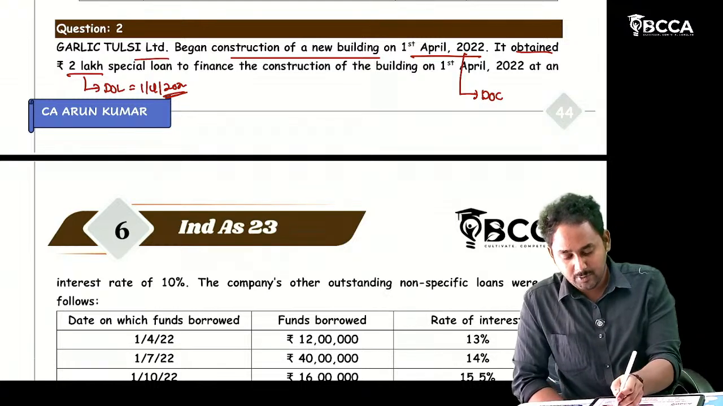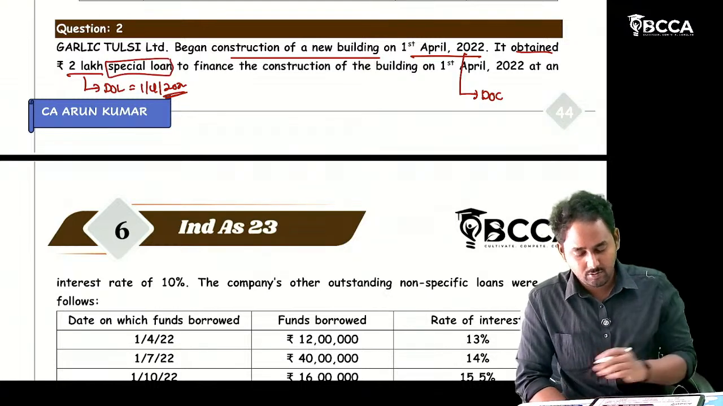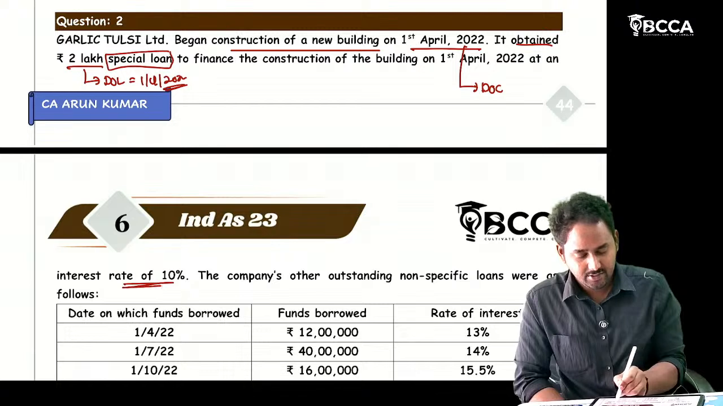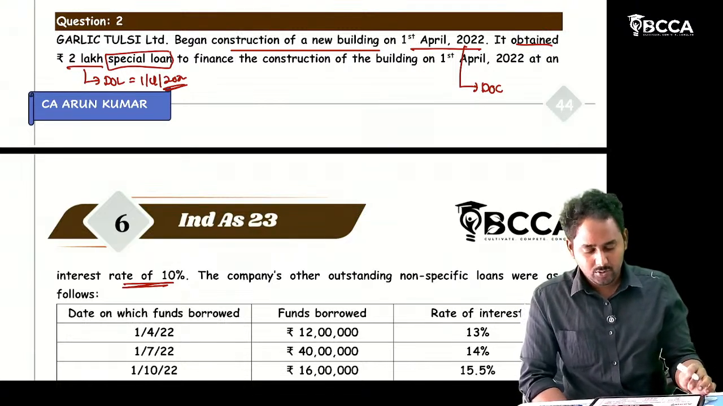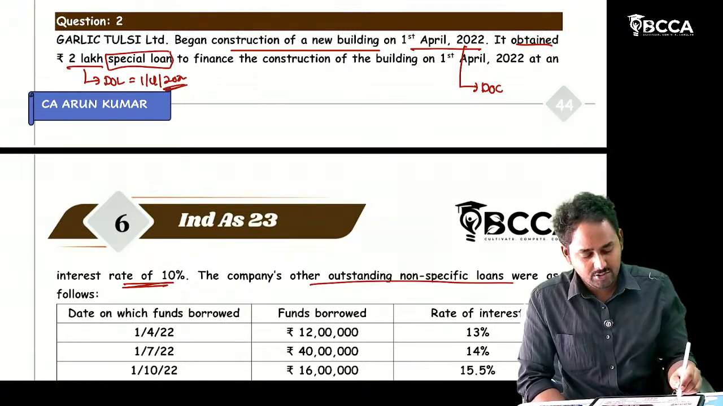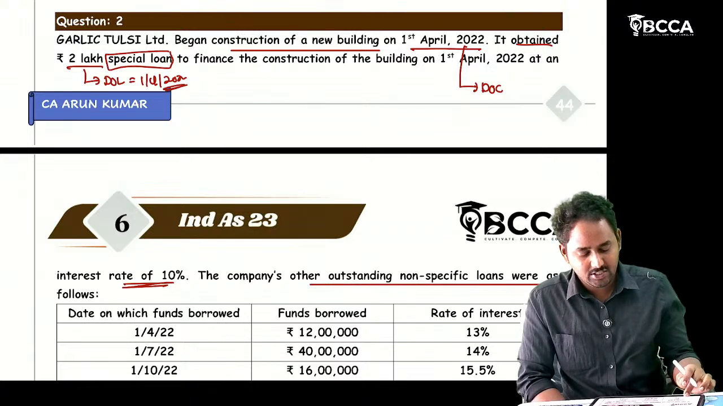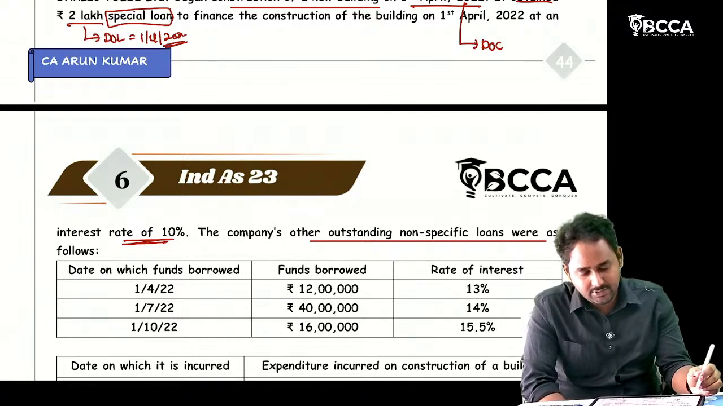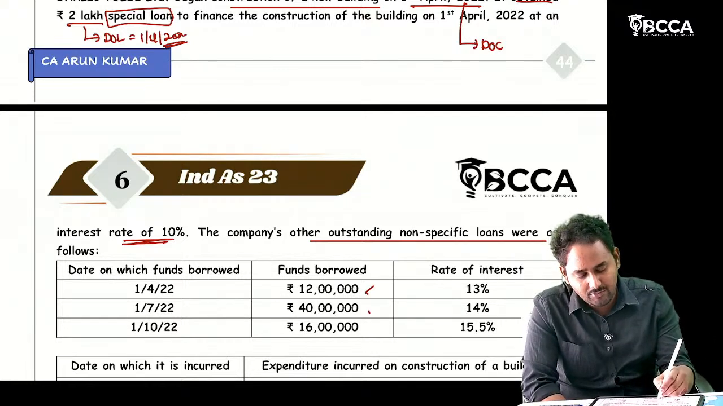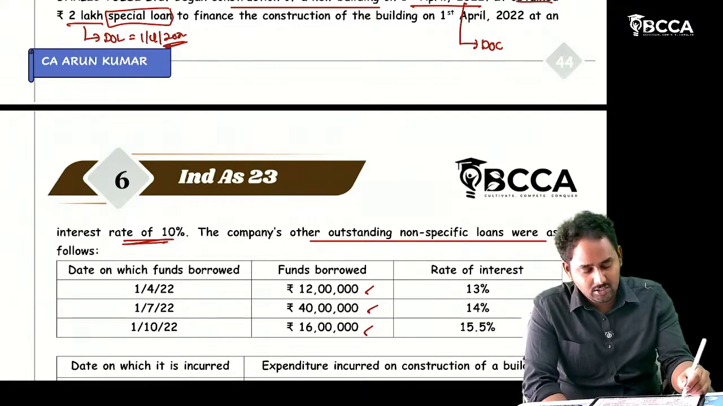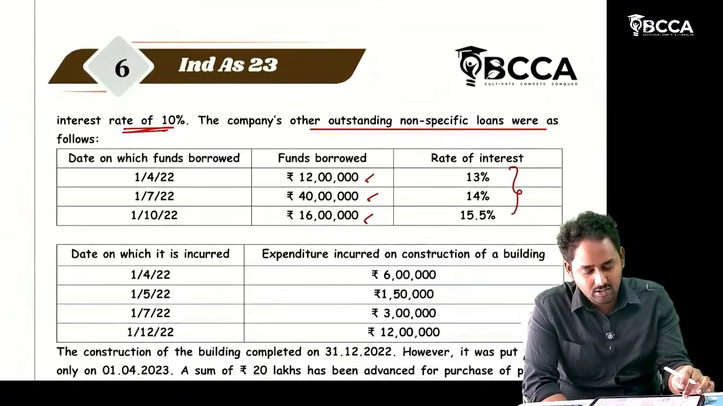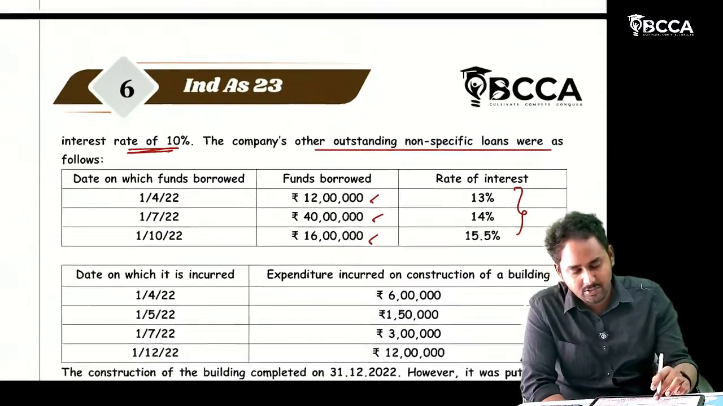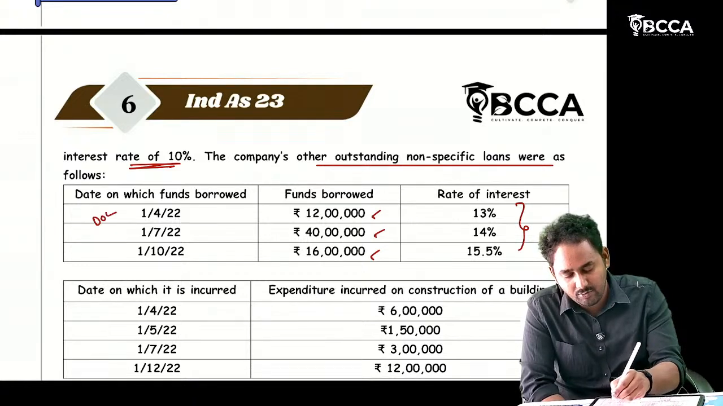This 2 lakh loan is a specific loan, and the interest rate is 10%. The company's other outstanding non-specific loans are general borrowings: 12 lakh, 40 lakh, 16 lakh. These are the interest rates, and these are the expenditures. So this is the date of taking of the loan.